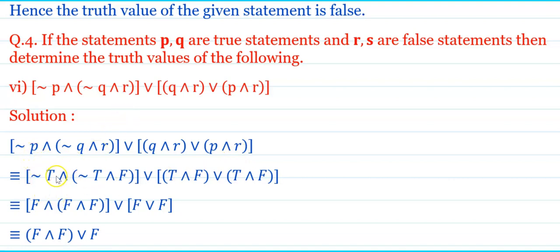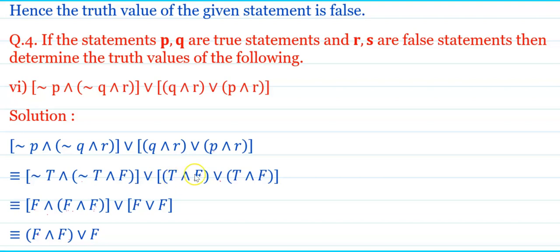Okay, P is a T. Therefore negation of T, and Q is again T and R is F, bracket complete, or again Q is a T and R is a F, bracket complete, or P is a T and R is a F. Negation of T, that is F, and negation of T is F, F and F. Then you will get here F and F is F. F and F overall, you will get again the F.